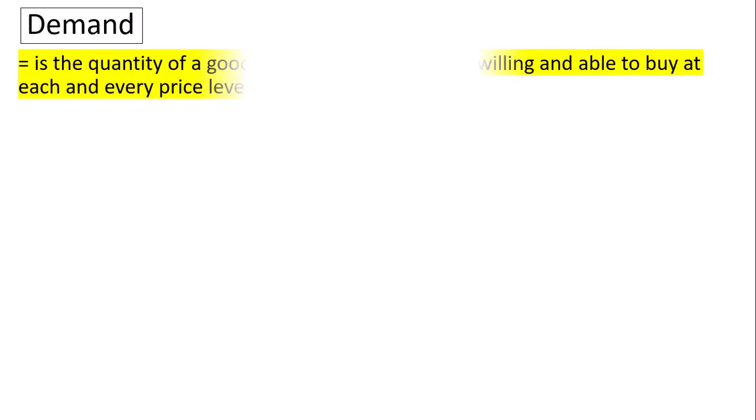Okay, so hopefully you've got that demand is the quantity of a good or a service a consumer is willing and able, okay, they're the key terms you need to use in your definition, willing and able to buy at each and every price level. Second question, can you draw a demand curve, please? Pause.